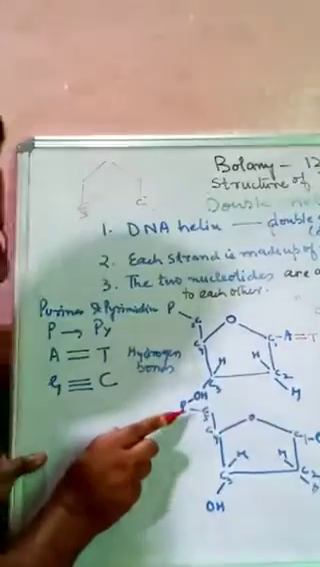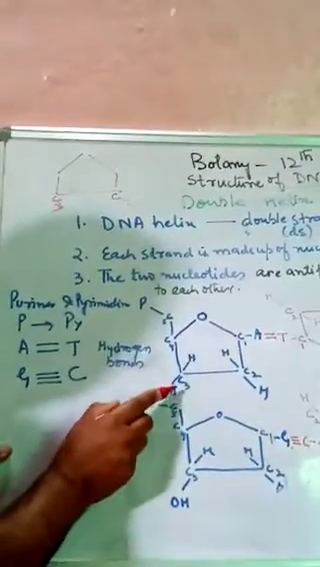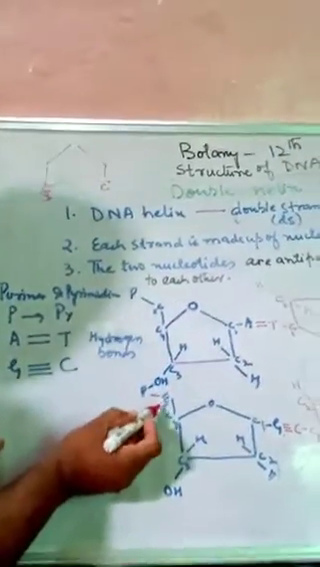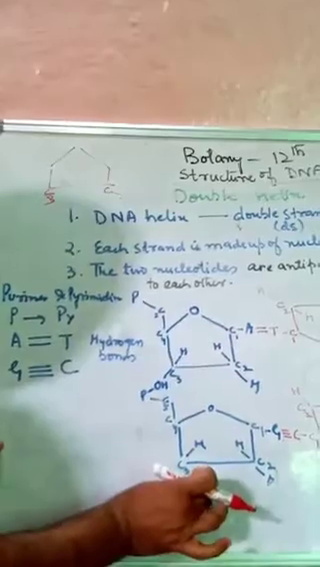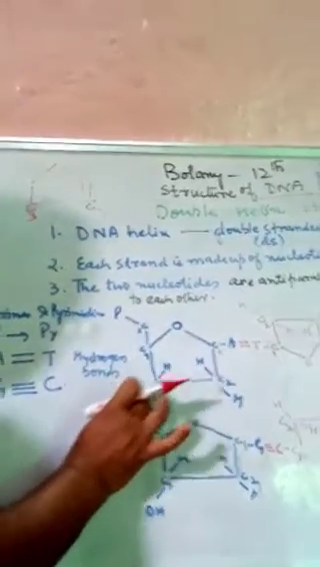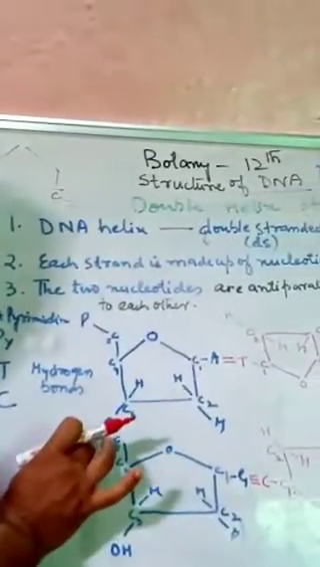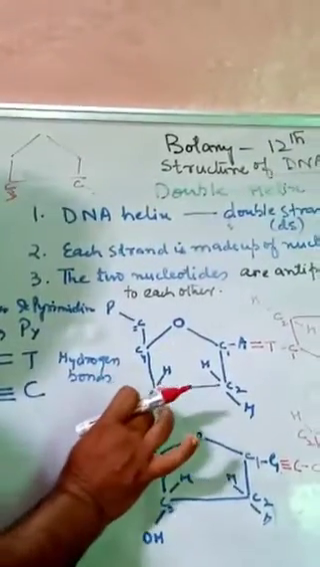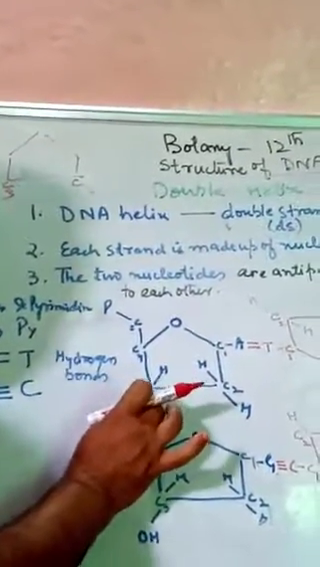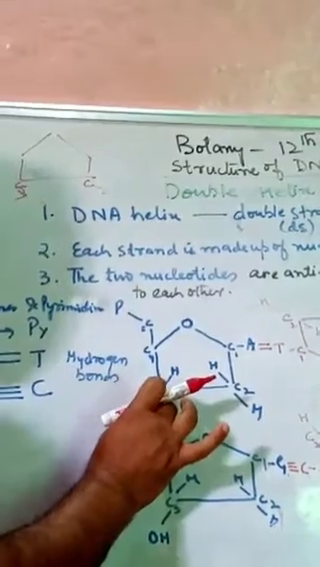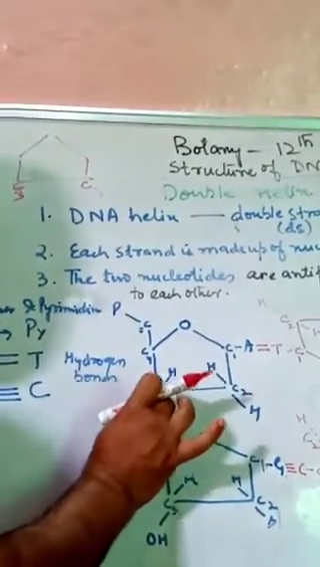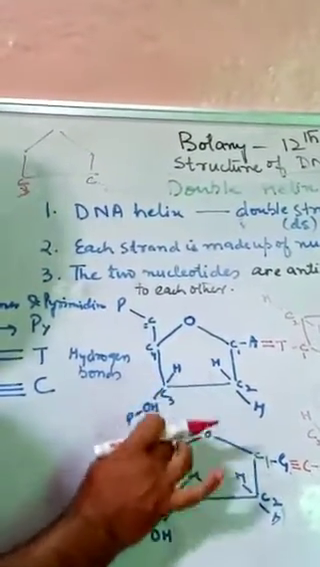Now this carbon third, this hydroxyl group that we see, is attached to the C5 of the second nucleotide, carbon 5 and carbon 3. Here we will see the phosphate group at carbon 5 is attached with the hydroxyl group of the previous nucleotide, which is bonded at carbon third.